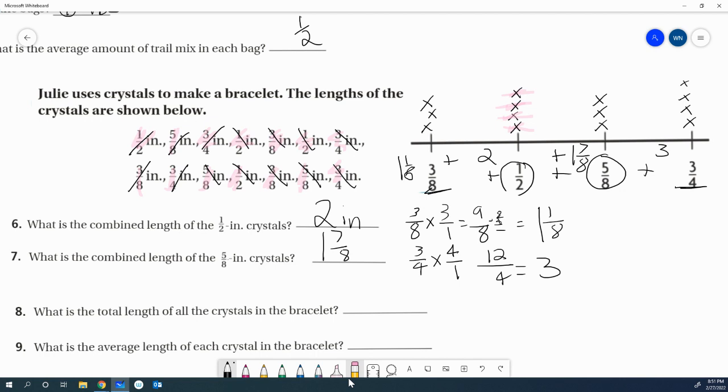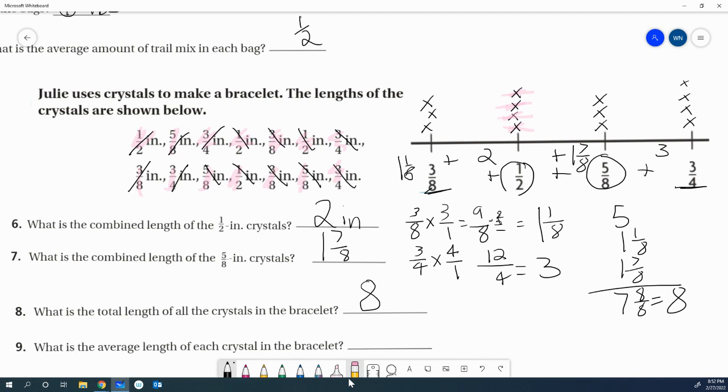So now we have to add them all up. I've got 2 plus 3 is 5. I know that much. And then I've got 1 1/8 and 1 7/8. Okay, let's keep going. I know I'm going to have 5, 6, 7, and 8/8, which is going to equal 8. So the total length of all the crystals in the bracelet would be 8. I hope you got 8. If you didn't, make sure you're going back and checking your work with mine to see where you went wrong. And if you don't understand where you went wrong, raise your hand so that I can come and help you.